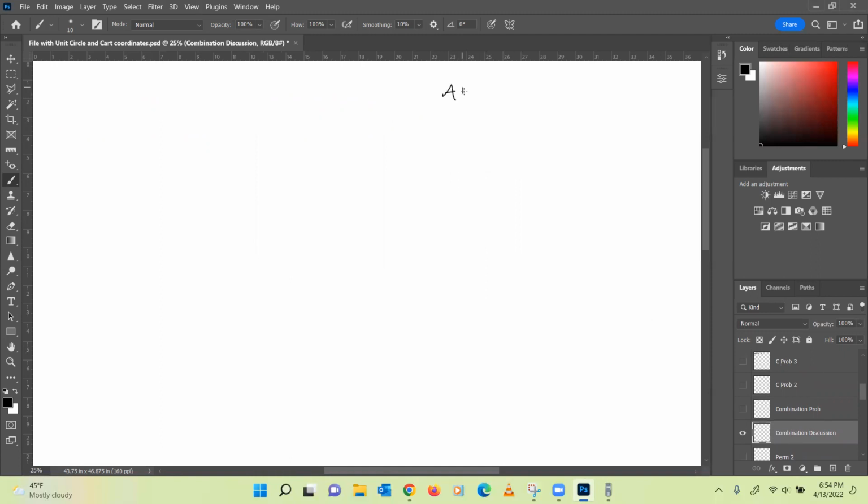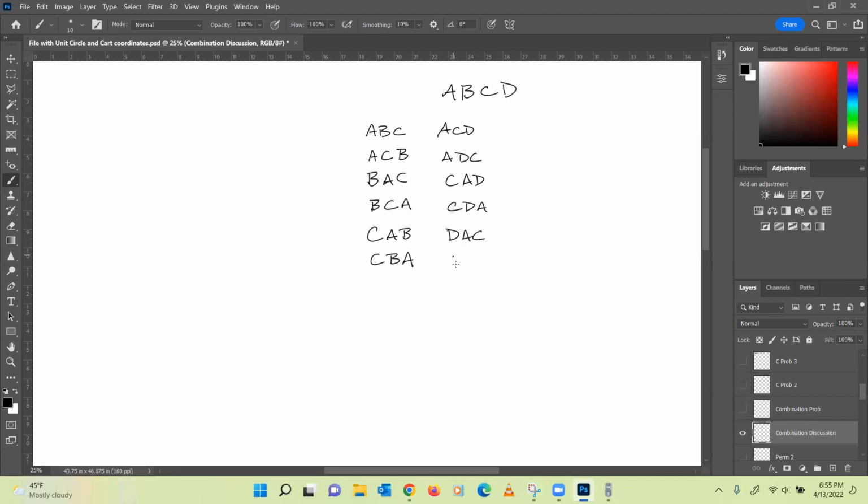For example, we had A, B, C, D, and we needed to rearrange 3 of those letters. Well, I could have A, B, C. I could then swap the last 2. I could maybe start with B and then swap the last 2. Or I could start with C and swap the last 2. Maybe I don't use B. I use ACD. So I've got ACD and swap the last 2. Or I start with C and swap the last 2. Or I start with D and swap the last 2.